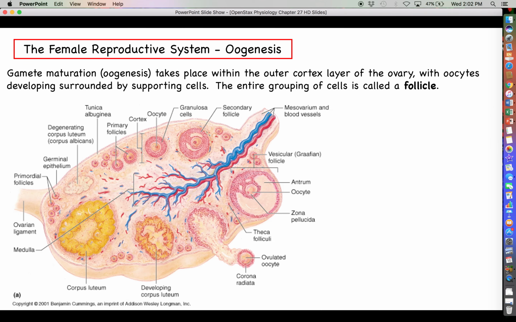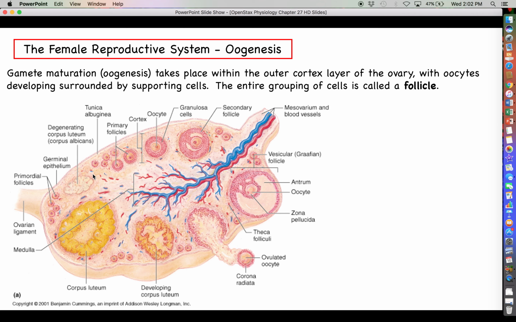Okay, if we look histologically at the ovary, we will see that the actual oogenesis process, the actual gamete maturation process, takes place within the outer cortex layer of the ovary. Just like the kidneys and just like the adrenal glands, the ovary consists of an outer cortex layer and an inner medullar layer. This cortex layer is where the actual oogenesis process is happening.